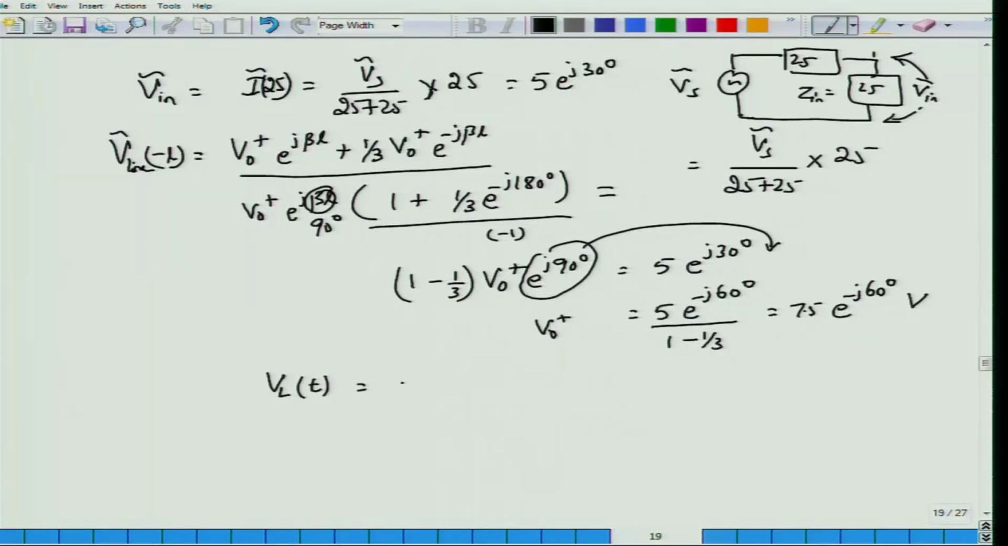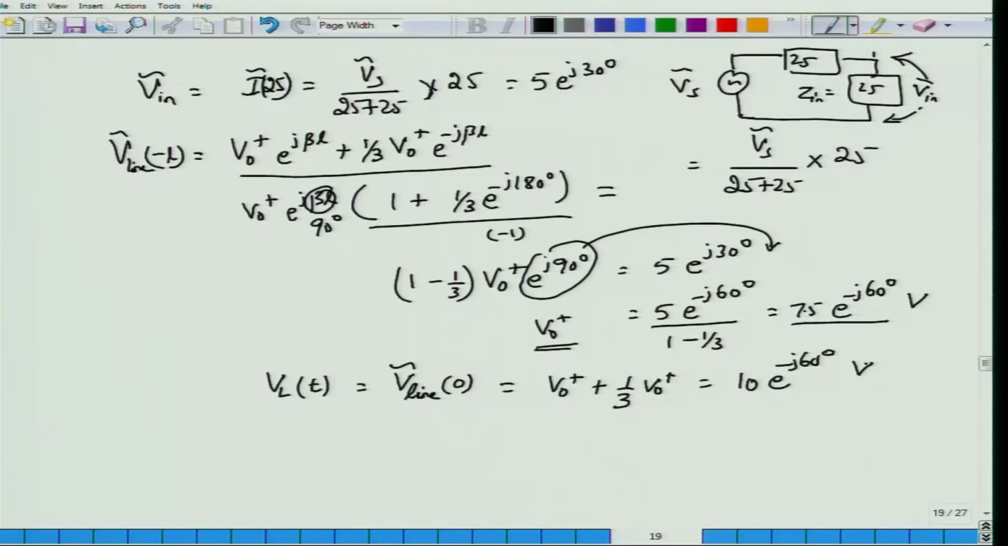I can find out the load voltage by evaluating the line voltage at z equal to 0. The line voltage at z equal to 0 will be given simply by V0 plus plus 1 by 3 V0 plus. I have taken the liberty of writing gamma L as 1 by 3 because that is the value in this particular case. Now, it is very easy to evaluate because I know V0 plus, which is 7.5 e to the power minus j 60 degrees, and if I take 1/3 of this and add it to the same value, what I get is 10 e power minus j 60 degrees volt.